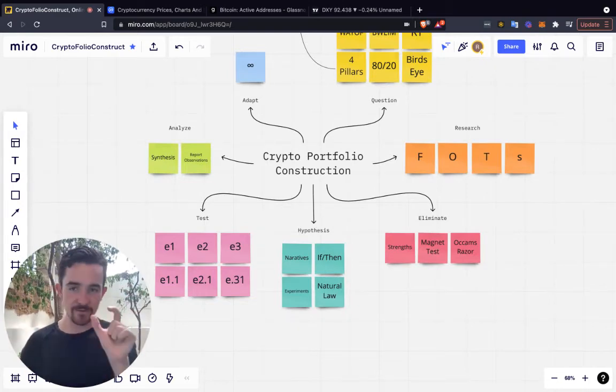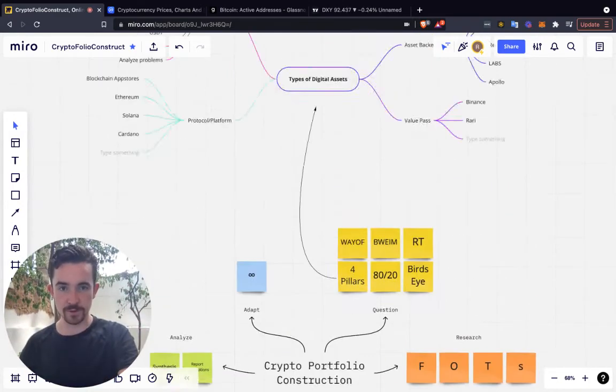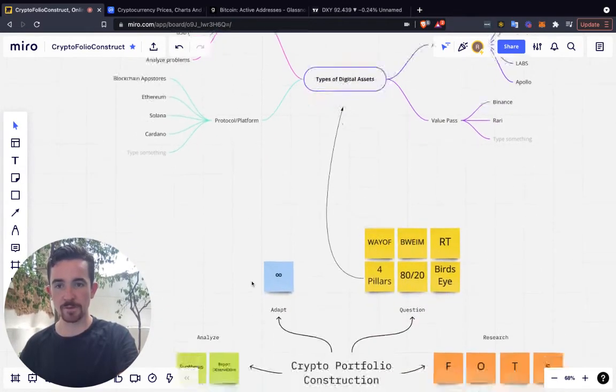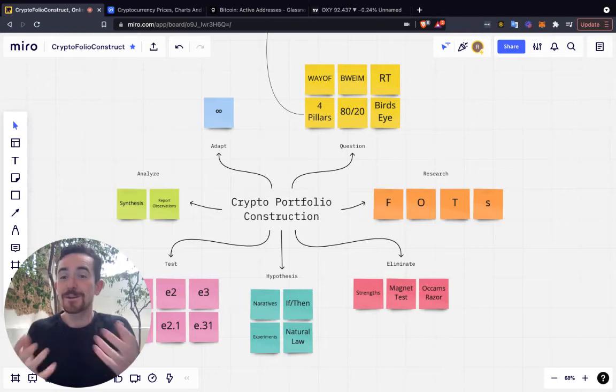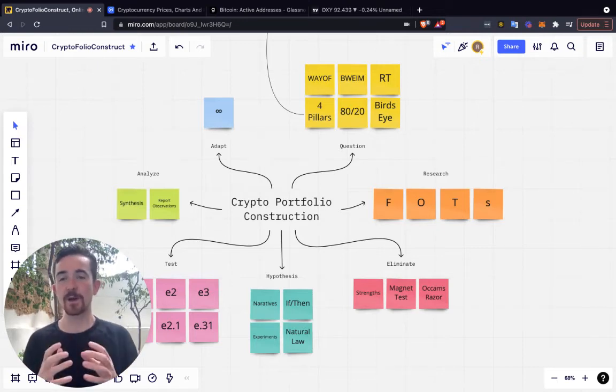So once you've identified a category that you're researching, for example, if we're going with protocols and platforms and you're interested in Cardano, you need to go through fundamentals. So what is Cardano's white paper? Read through the GitHub, read through all these different things. Who's the founder? What do you need to know about this, right? So that's fundamental analysis. Again, I talk about it much more in the how to do your own research video.